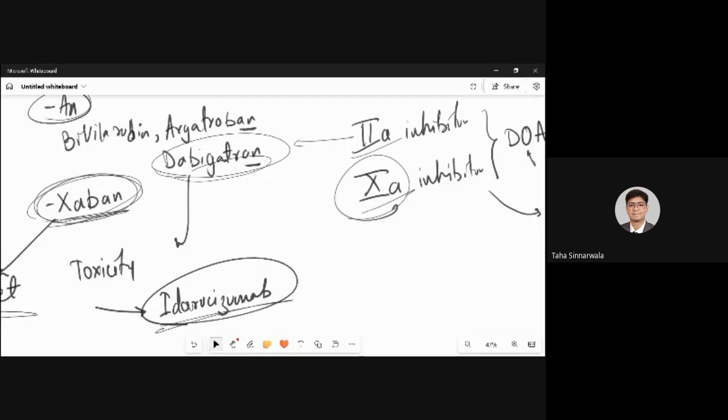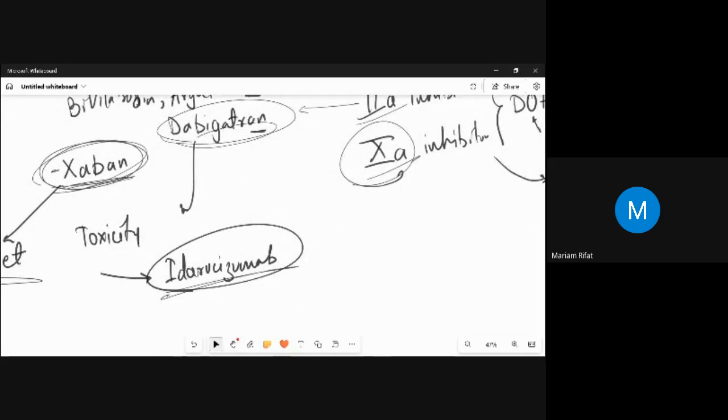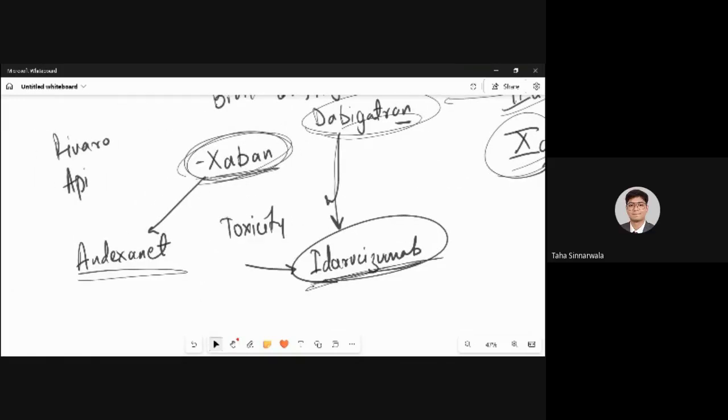Excuse me, kindly repeat the toxicity. If the dabigatran toxicity develops, what should we do? If someone develops a toxicity of dabigatran, you can give them this medication called idarucizumab. And if someone develops a toxicity with rivaroxaban or apixaban, you can give them andexanet.